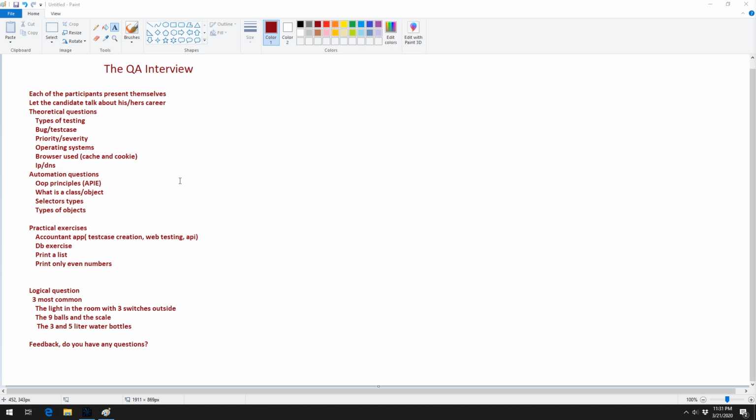This is what usually each of the interviewers does, so the candidate has the possibility to establish the ground to know who they're talking to. Okay, next step would be let the candidate talk about his or her career.